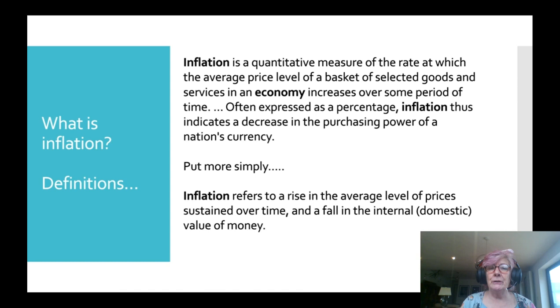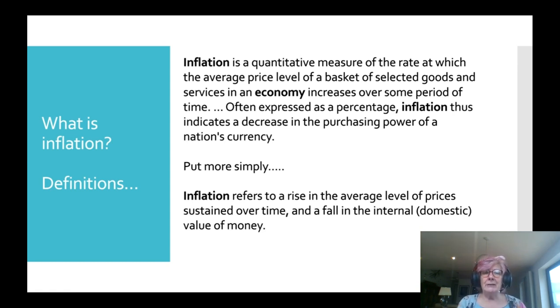So governments tend to choose a selection of the most frequently bought goods and services. They call that a basket of goods and services. So governments will measure that each month, each quarter, and so they get an idea of how prices are rising across the economy. And we usually express this as a percentage.